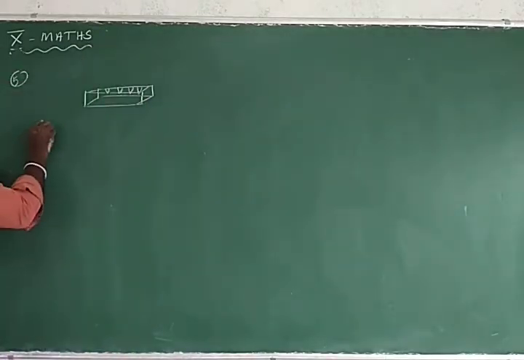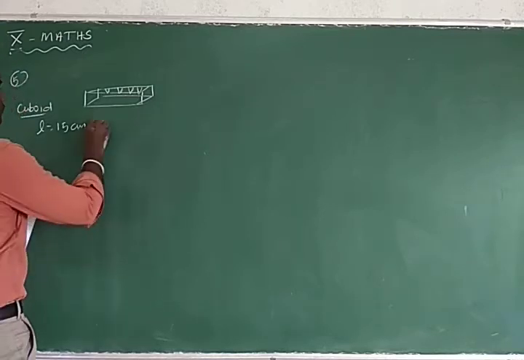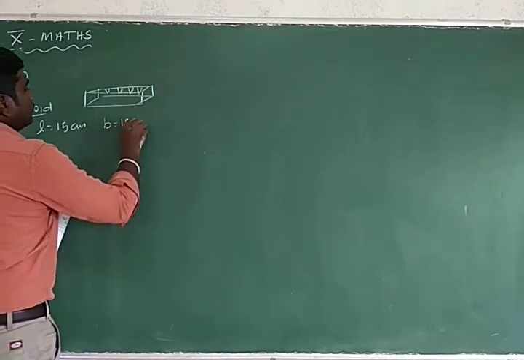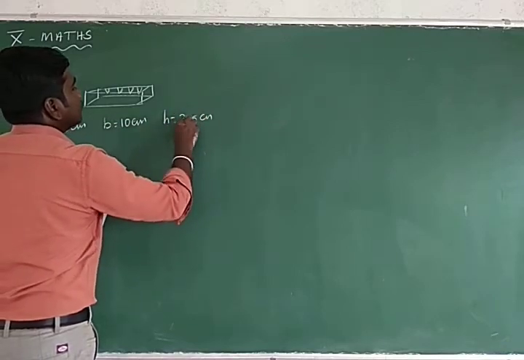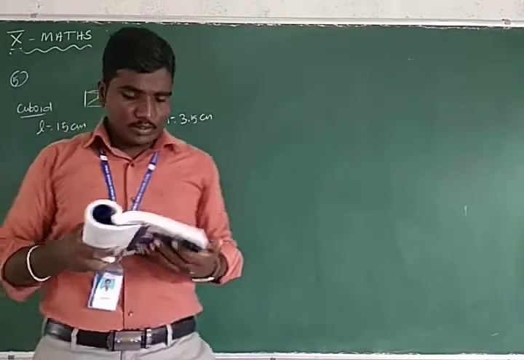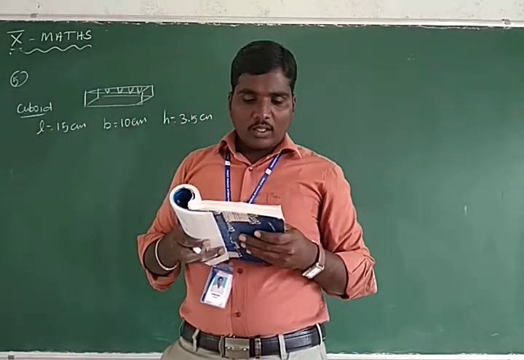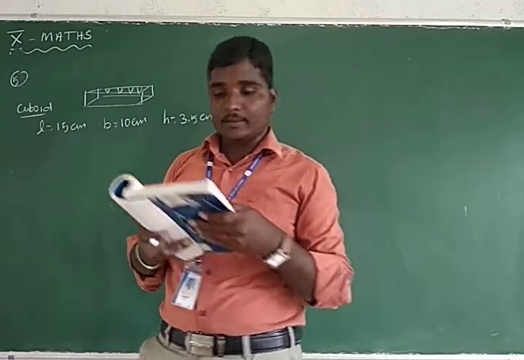The dimensions of the cuboid are 15 centimeter. So length is equal to 15 centimeter for the cuboid. Breadth is equal to 10. Then height is equal to 3.5 centimeter.